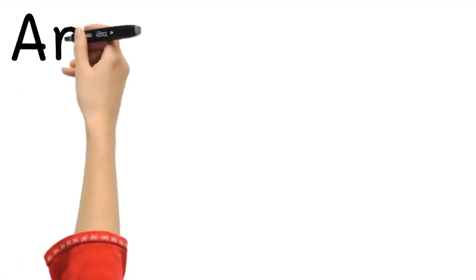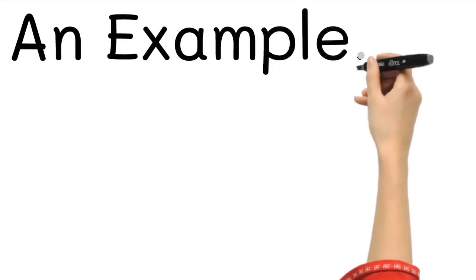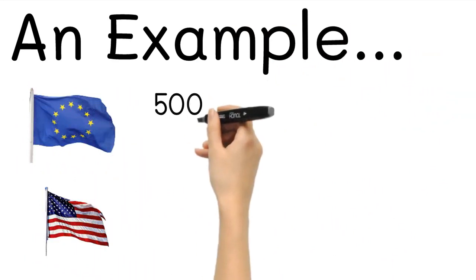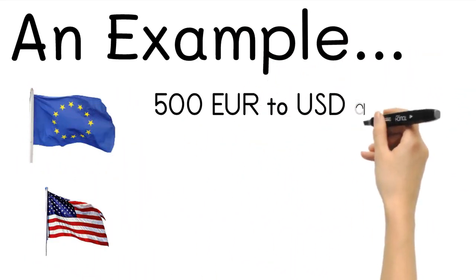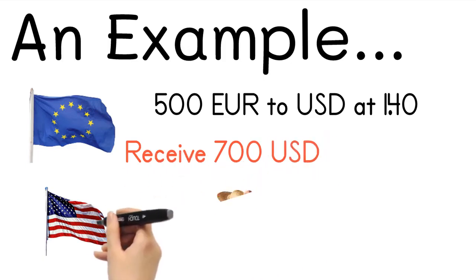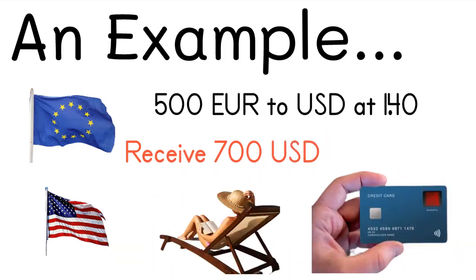Moving on, let's use an everyday example to explain how you can actually profit from this. Suppose you live in Europe and went to the United States for a holiday. You convert your 500 euros into US dollars at the current rate of $1.40 for every euro. This means that you will receive 700 US dollars.